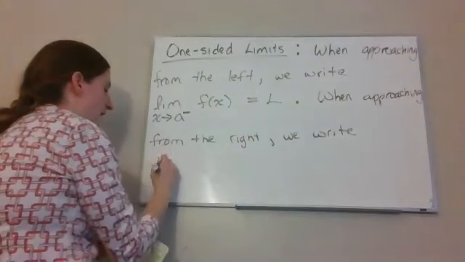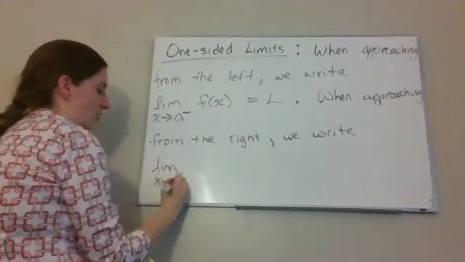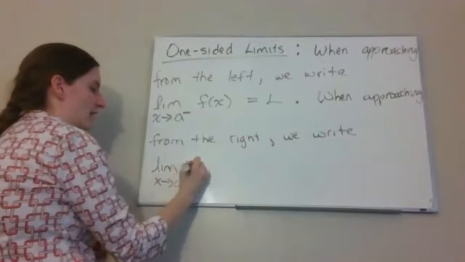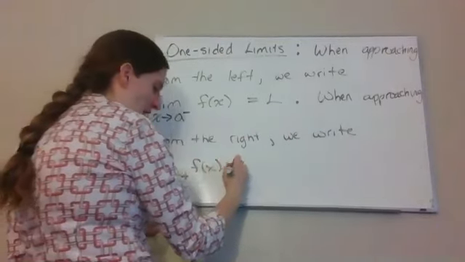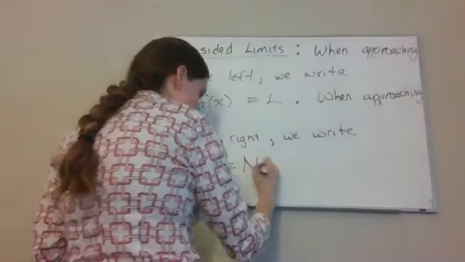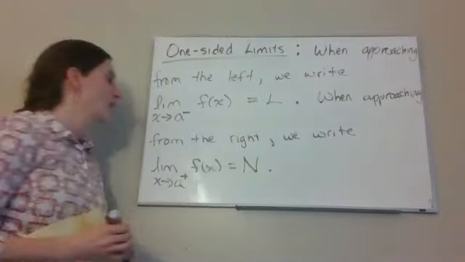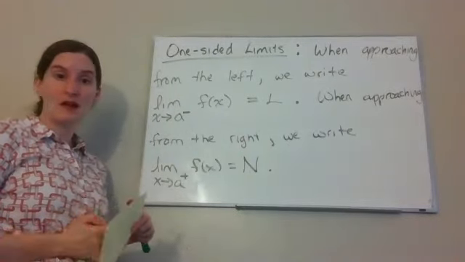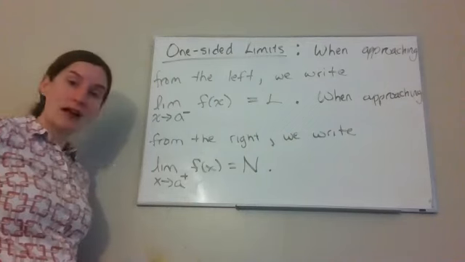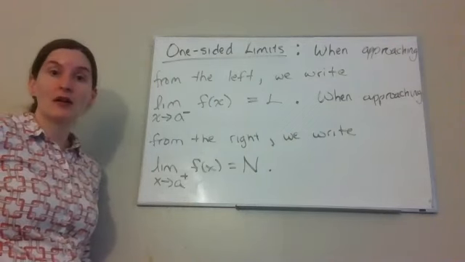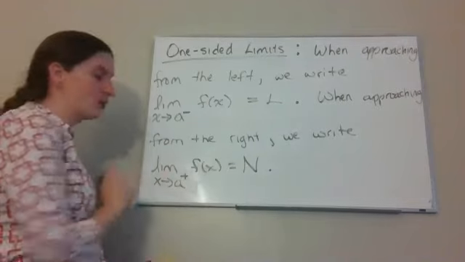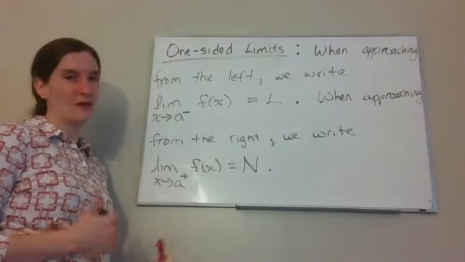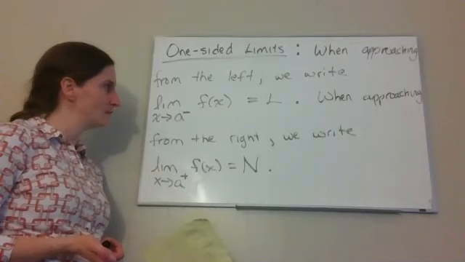we write that limit as x approaches a from the right side of f of x. I'm going to call this one N, because there are cases where the limit from one side does not equal the limit from the other side. So to say that you're coming from the right side, numbers a little bit bigger than a, we use a little plus up here that looks like an exponent, but it's not, just notation.